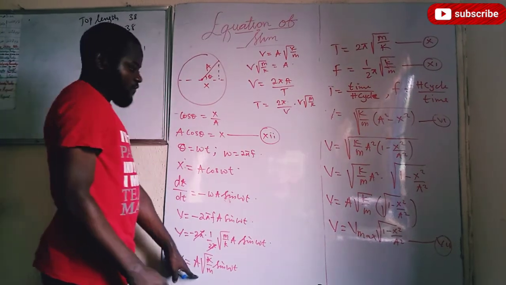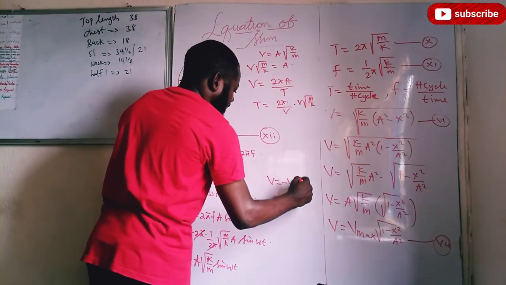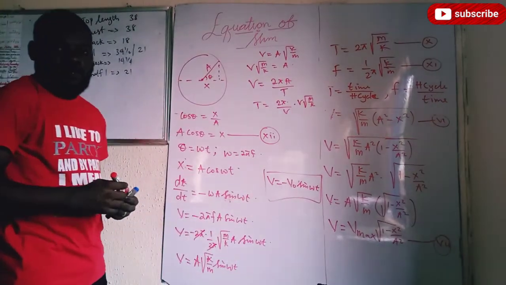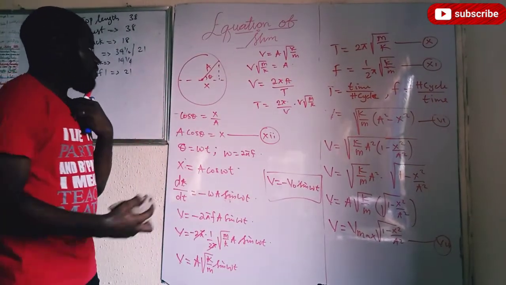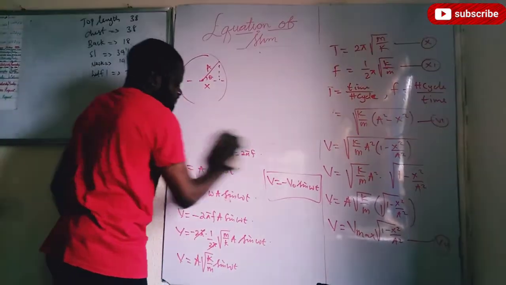So this is going to give us v equals negative v naught sine omega t. And this is just our velocity. Do we get that now? Please take note of that correction.